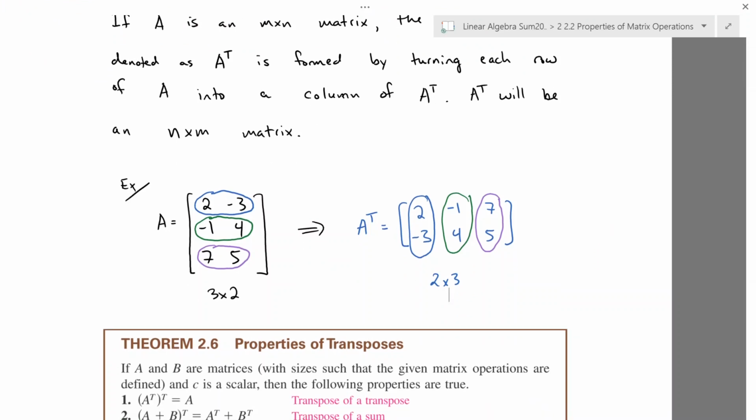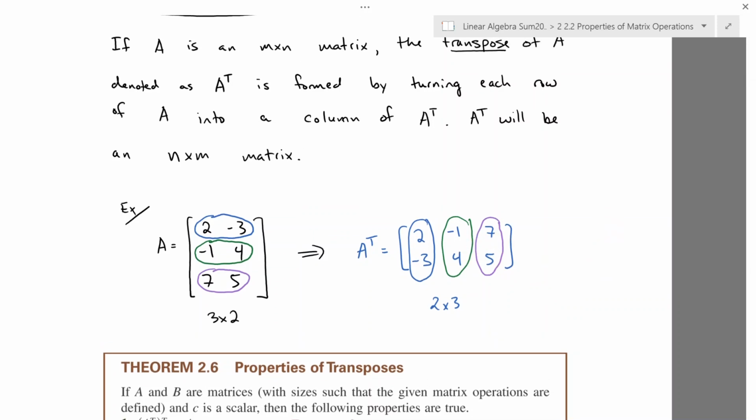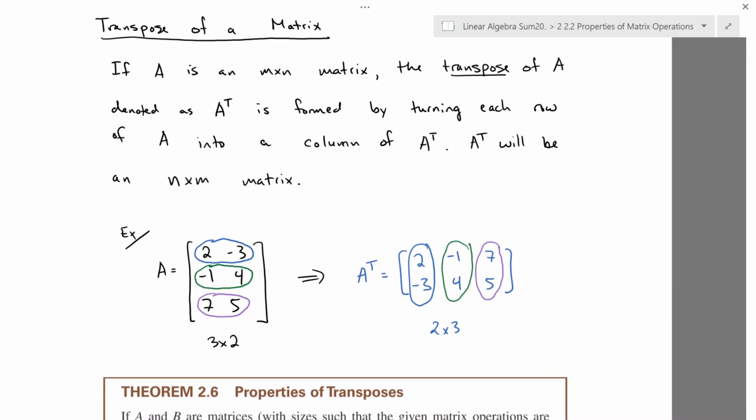So basically, rows turn into columns for the transpose. Another way of seeing it is that the reverse is also true, right? The columns of A turn into the rows of A transpose. You can see this column, 2, negative 1, 7, turns into this row, 2, negative 1, 7. And this column, negative 3, 4, 5, turns into this row, negative 3, 4, 5. So you can think of it either as rows turning into columns, or columns turning into rows.